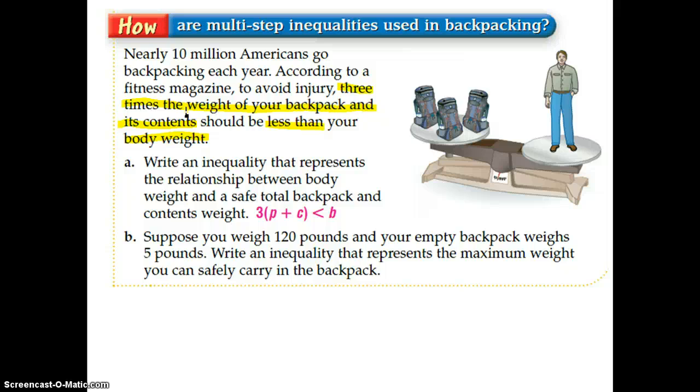So now for B, suppose you weigh 120 pounds and your empty backpack weighs 5 pounds. What inequality would you write to represent the maximum weight you can safely carry in your backpack? So take a second to write that and then continue the video. Alright, you should have had something that looks like this. 3 times the quantity of 5 plus C is less than 120.